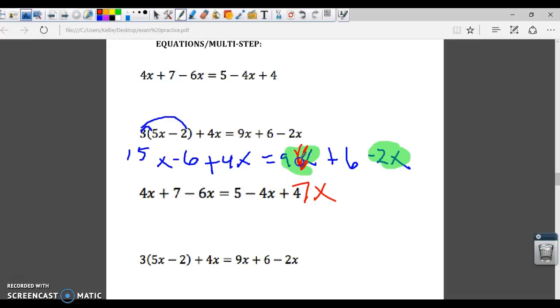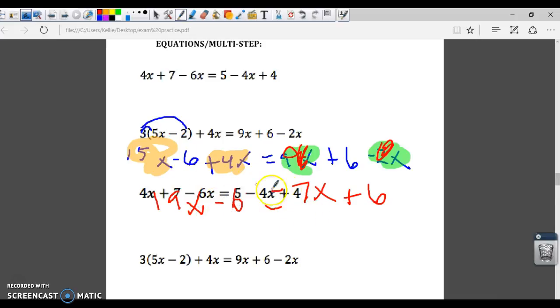Okay, so now they're combined, so I can take it out. And I'm just going to bring down my plus 6. And what I can do from here is now combine these x's. I have 15 plus 4, and they're both positive. So 15 plus 4, 15, 16, 17, 18, 19x on this side. So I have 19x on this side. Just bring that back down.